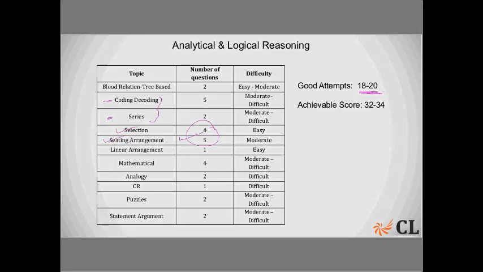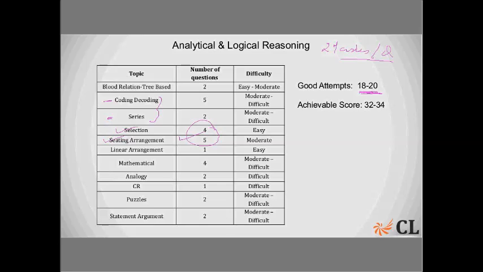And 5 questions going down automatically means achievable score goes down by 10 marks, because you have to keep this in mind. Each question is worth 2 marks here. And that is a very important thing to note here. Thus, a score of around 32, 34 would actually be quite a decent score in this section.